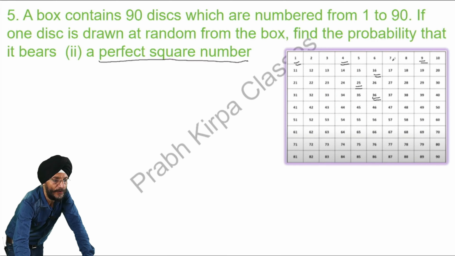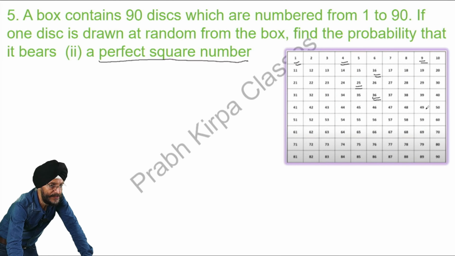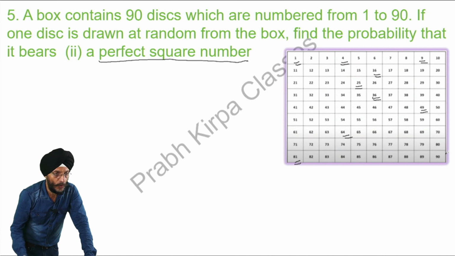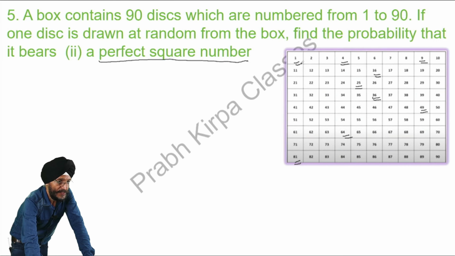The square of 7 is 49. The square of 8 is 64. The square of 9 is 81. If we make the square of 10, it becomes 100. After that, we cannot go. So these are the discs which bear a perfect square number.